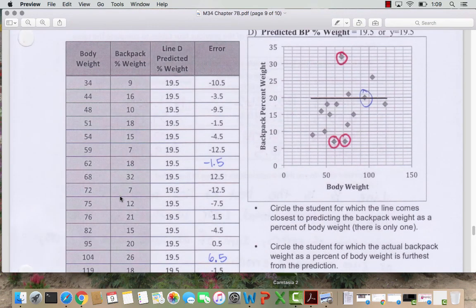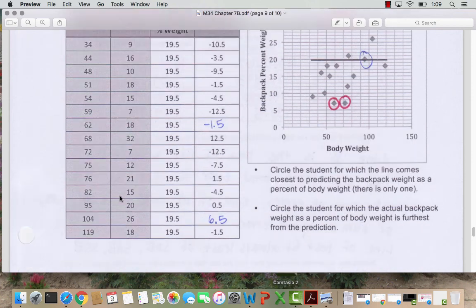And then here's line D. It's just the horizontal line through 19.5. And so you see all the predictions here on 19.5, and you can check some of these residuals. So for the student who weighs 62 pounds, we say 18 minus 19.5 is negative 1.5. And for the student who weighs 104 pounds, 26 minus 19.5 is 6.5.